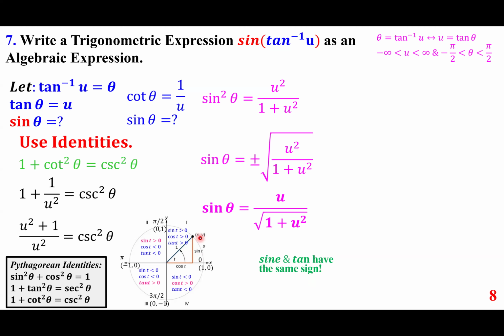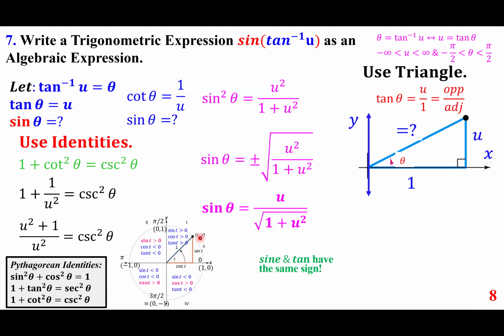We can look at it from the point of view of a triangle. Tan theta by definition is opposite over adjacent. And so if we go back to tangent, we said tangent is u, or u over 1. If this is theta, the opposite is u and the adjacent is 1. If I want sine, the sine is the opposite over the hypotenuse. So I need to calculate the hypotenuse, which is 1 squared plus u squared under the radical. And now I have my sine, opposite over hypotenuse. And in this case, it happened to be working faster.